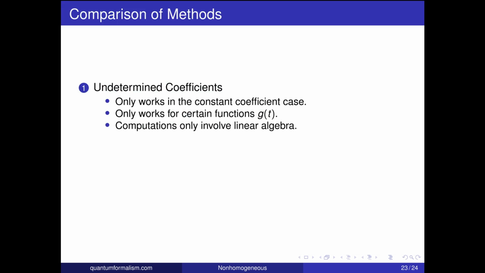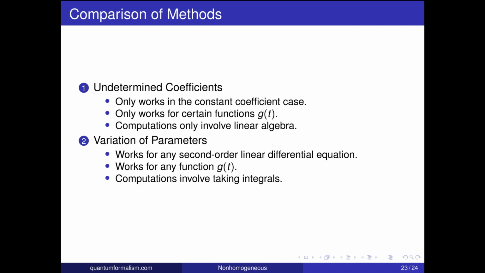All right, yeah, so a comparison of these two methods. Undetermined coefficients, like we said, only works in the constant coefficient case and only works for certain functions g of t, which need to have a special form. The big advantage is that the computations will only involve linear algebra, and it's linear algebra with constant coefficients as well. So computations are pretty nice, but yeah, only works in certain cases. So usually, if you're able to use undetermined coefficients, it's the way to go, and otherwise you have to resort to variation of parameters.